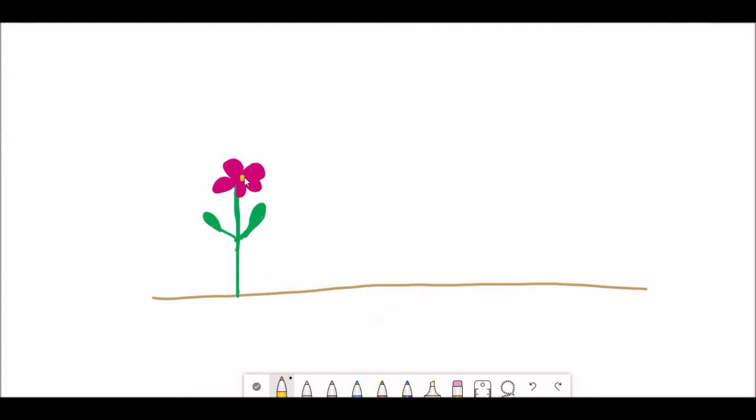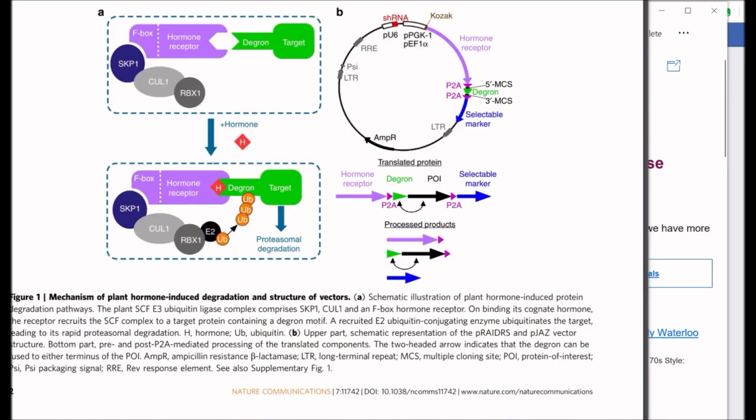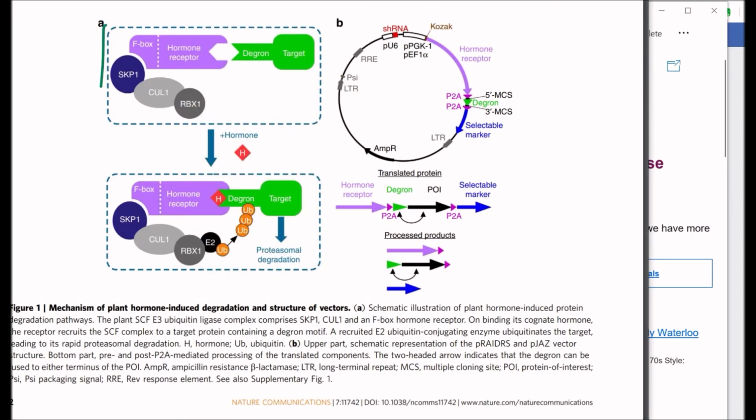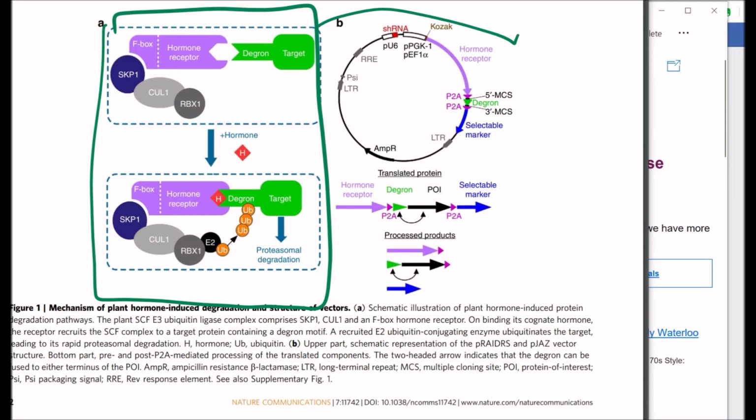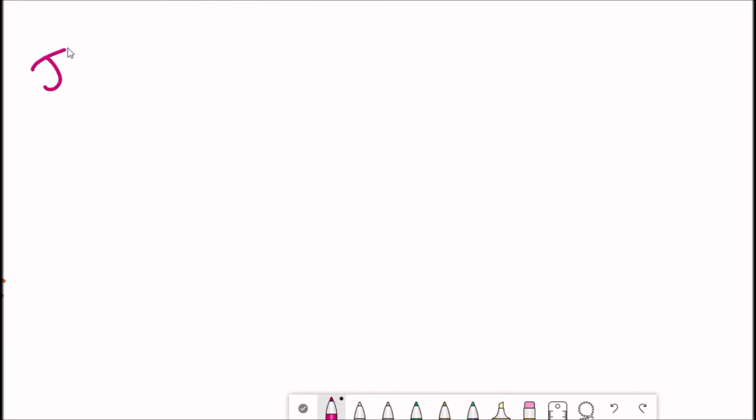But Auxin isn't the only plant hormone with a unique degradation pathway. What would happen if multiple hormones were employed simultaneously? Well, this Nature paper used a dual hormone approach, whereby they still used the Auxin system, but they also used this new system that they developed. And the reason that this works is because there's high specificity between the plant hormone and the degron and the F-box protein that recognises the hormone.